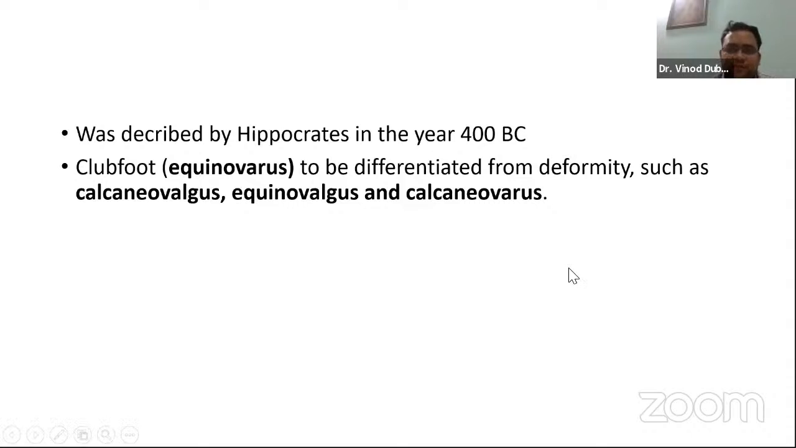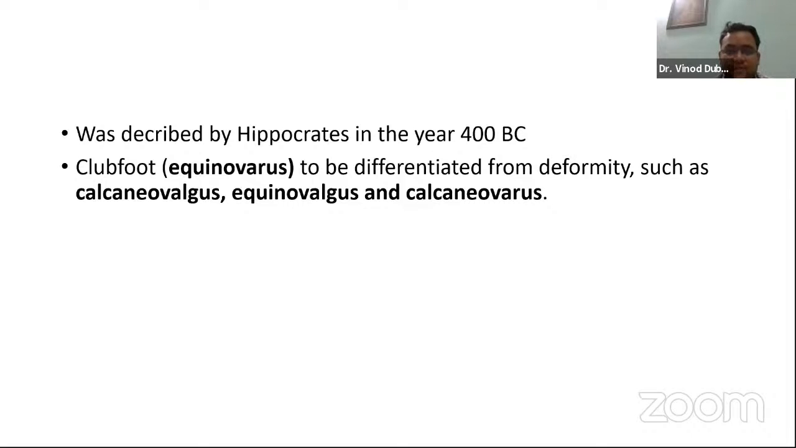and it has to be differentiated from other deformities like calcaneovalgus deformity, equinovalgus, calcaneovarus. Occasionally we get a call from the NICU or from the labor room by a gynecologist saying that it's a CTEV, but actually most of the time it is not CTEV. It is some other deformity like calcaneovalgus deformity, or it is normal, like postural CTEV, which is not a deformity at all.